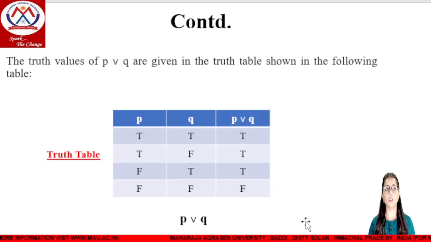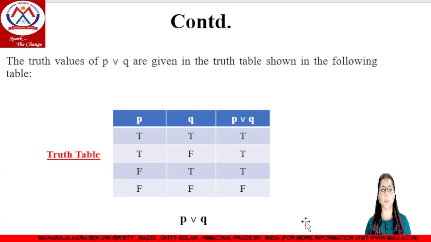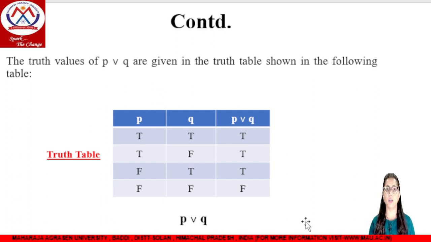Let us see the truth table for the disjunction P or Q. Again we have two statements P and Q. In the first column we have the P statements, in the second column the Q statements, and in the third column P or Q. If the first statement is true and the second statement is true, its disjunction is also true.